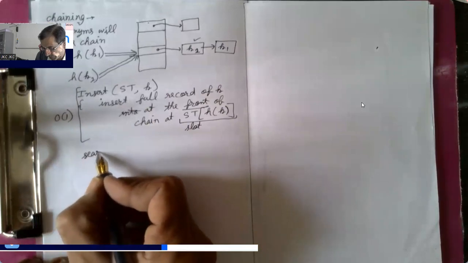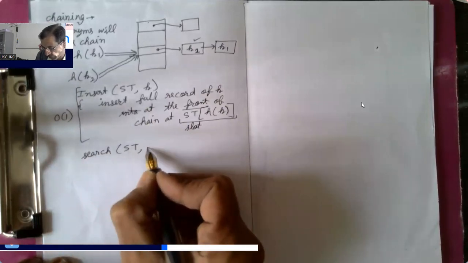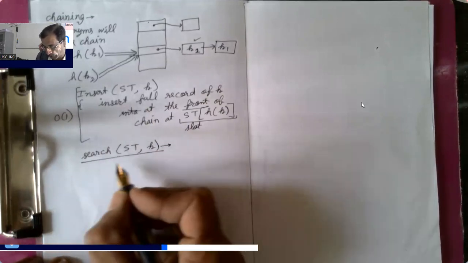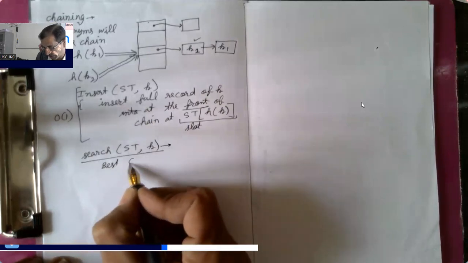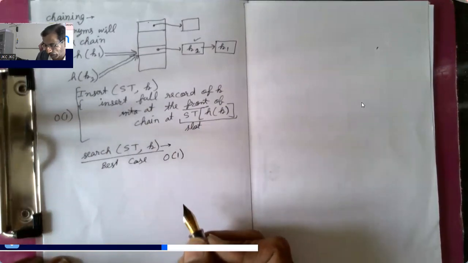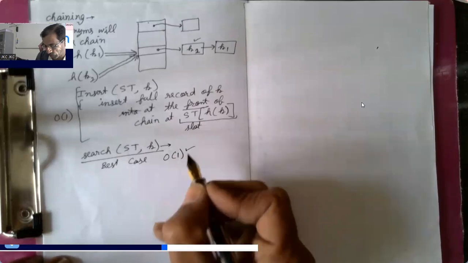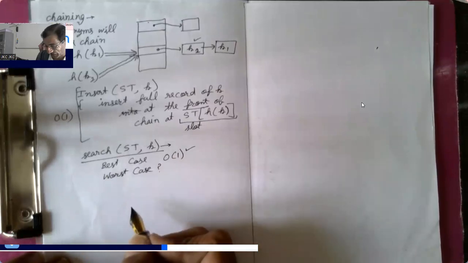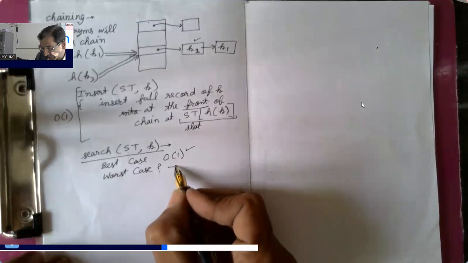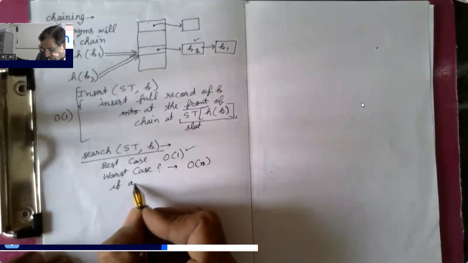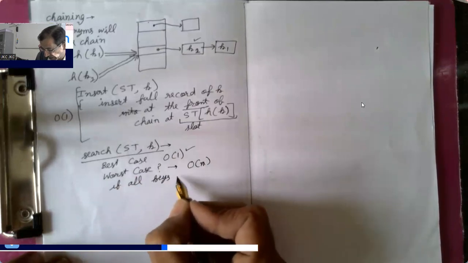Now I have to search T for K. In the best case, search is not going to be order of 1 always. Best case, say there was no synonym and only one data item was there, or even if a synonym was available, it was at the start and I could get it. But what about the worst case? When will the worst case be? Can you guess? The worst case can be as big as order of n, when all keys map to the same address.